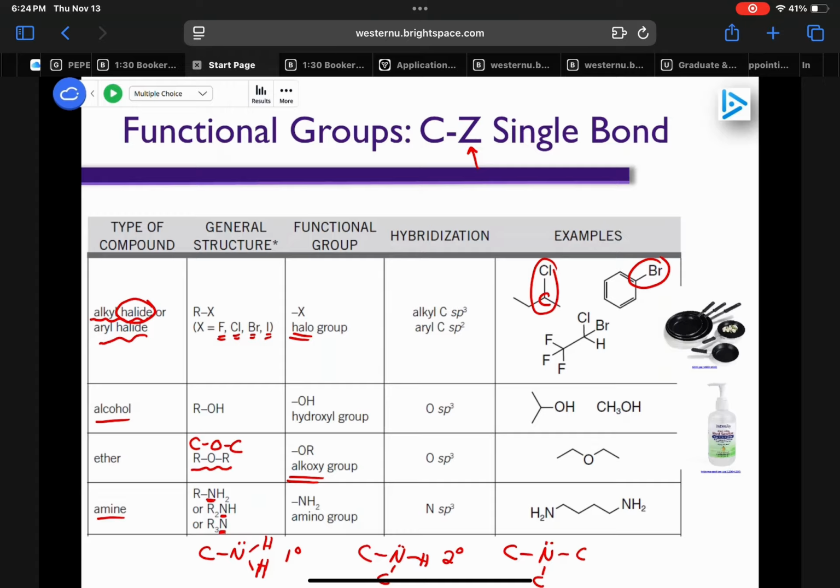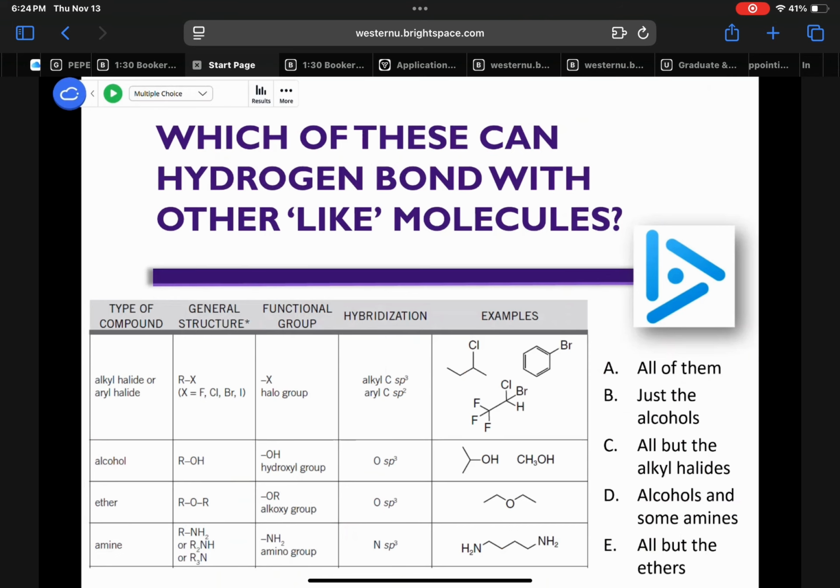So my question for you is, which of these molecules and types of molecules can undergo hydrogen bonding with other like molecules? So we're looking at alkyl halides with alkyl halides, or alcohol with alcohol. So chat with the person beside you. Which of these can hydrogen bond?